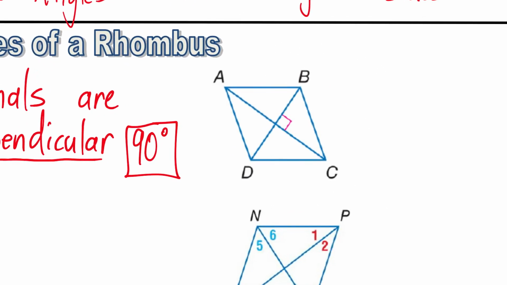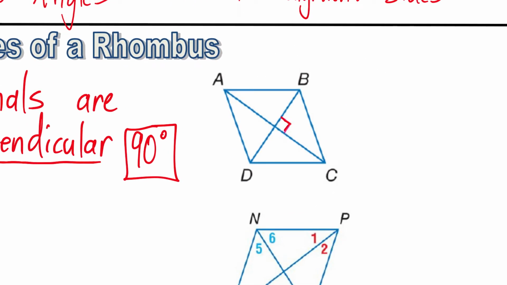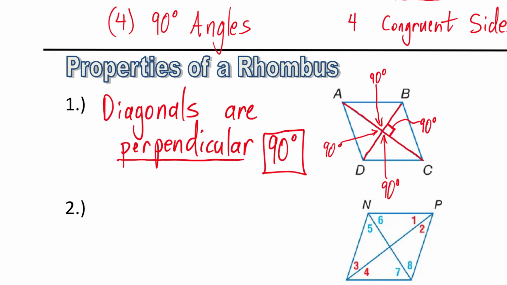And so that's what's happening in this little picture right here. You can see that where this diagonal meets up with this diagonal, it makes a 90-degree angle right there. Which, obviously, that's going to be 90, that's going to be 90, and that angle right there is going to be 90. So where the 2 diagonals meet up in a rhombus, it makes a 90-degree angle. They're perpendicular.